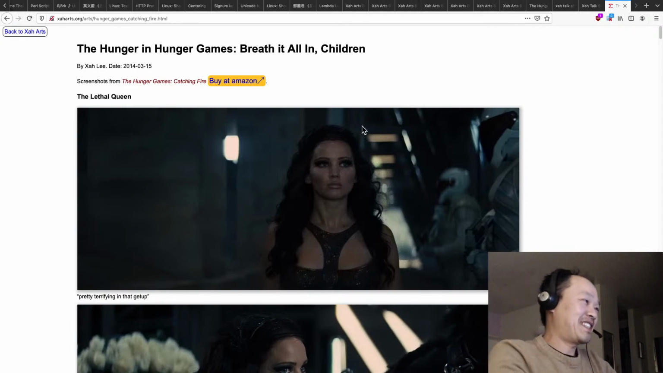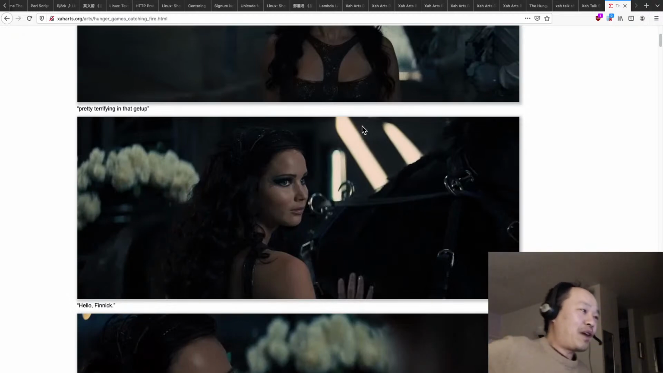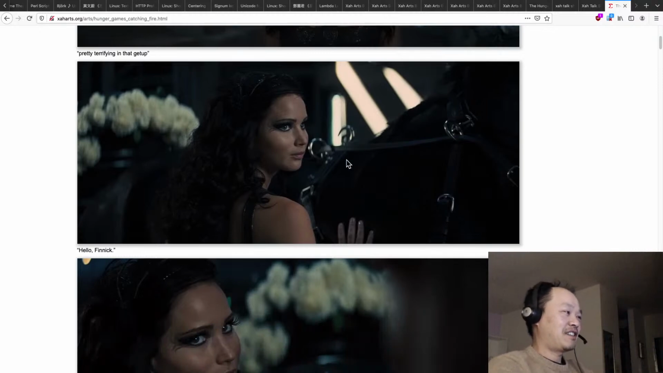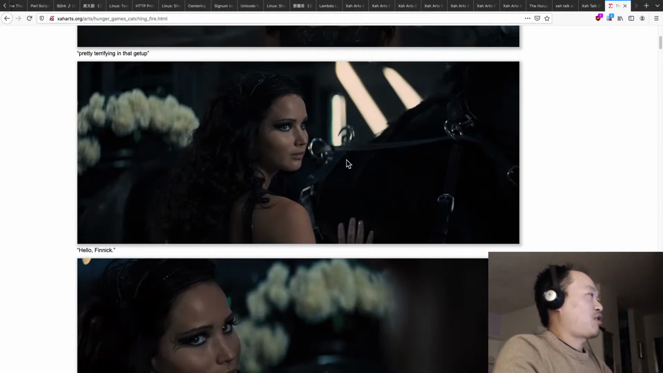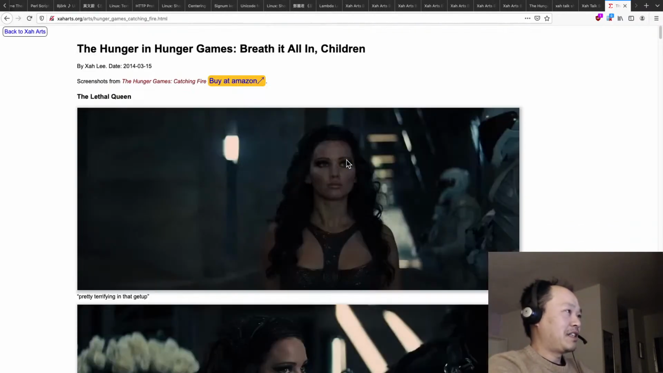Now you may notice my camera angle is different today because my wife is sleeping behind me. Well, she's watching her Chinese TV drama shows. So you are looking at me. Anyway, this movie is fantastic. I love it, The Hunger Games, and the Hunger in Hunger Games.